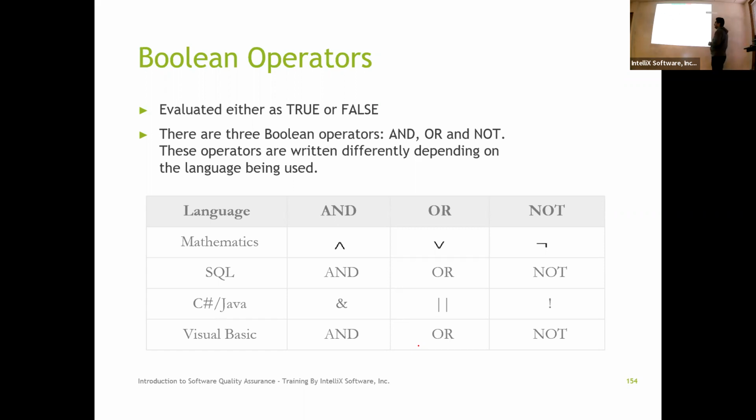Then the same thing in SQL, you will see the word AND. That's an operator, as are OR and NOT. In C# or Java, which are the other languages you saw, if you want to do an AND, it will be an ampersand, OR will be two vertical bars, and NOT is an exclamation mark. The other programming language you will see in some of the automation tools is Visual Basic. Visual Basic follows a similar approach as SQL for most Boolean operators.